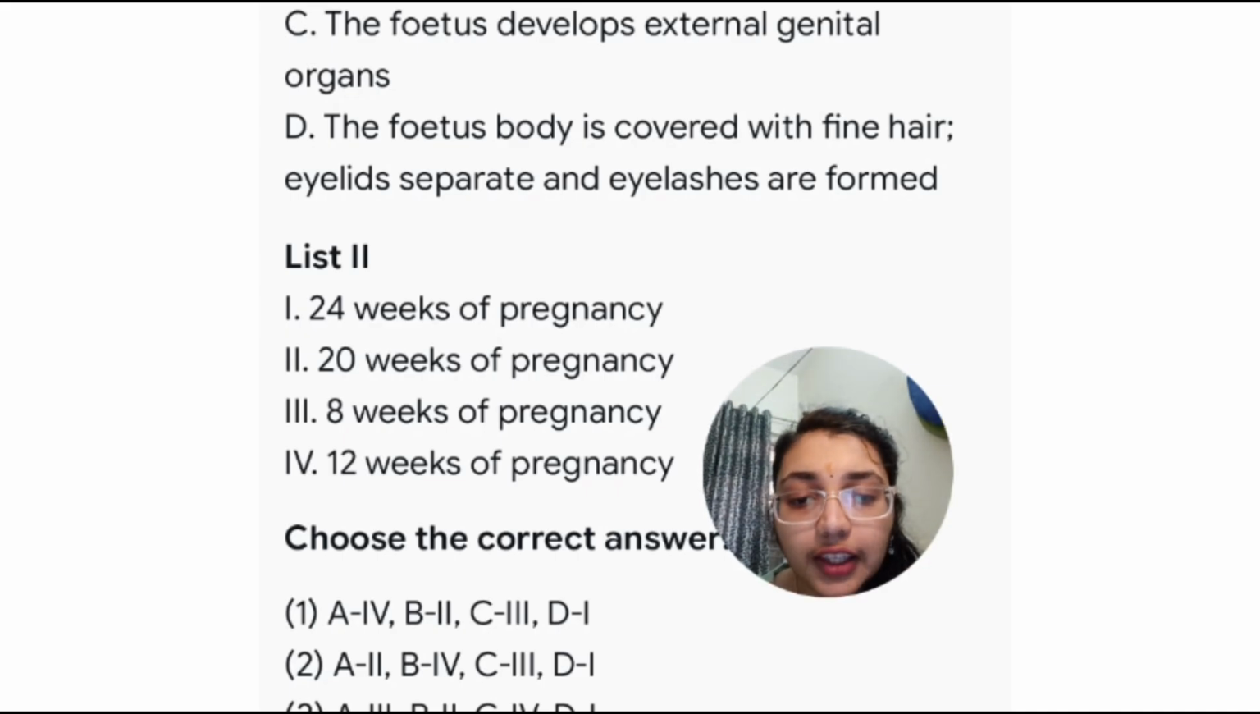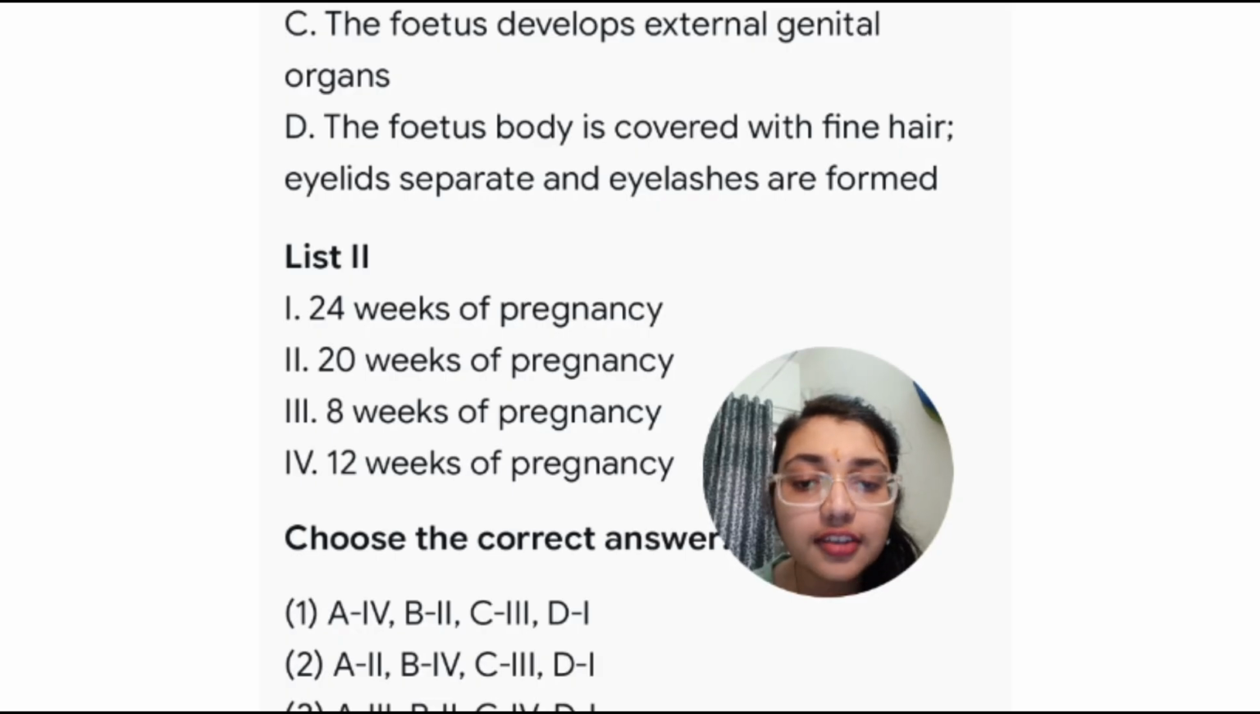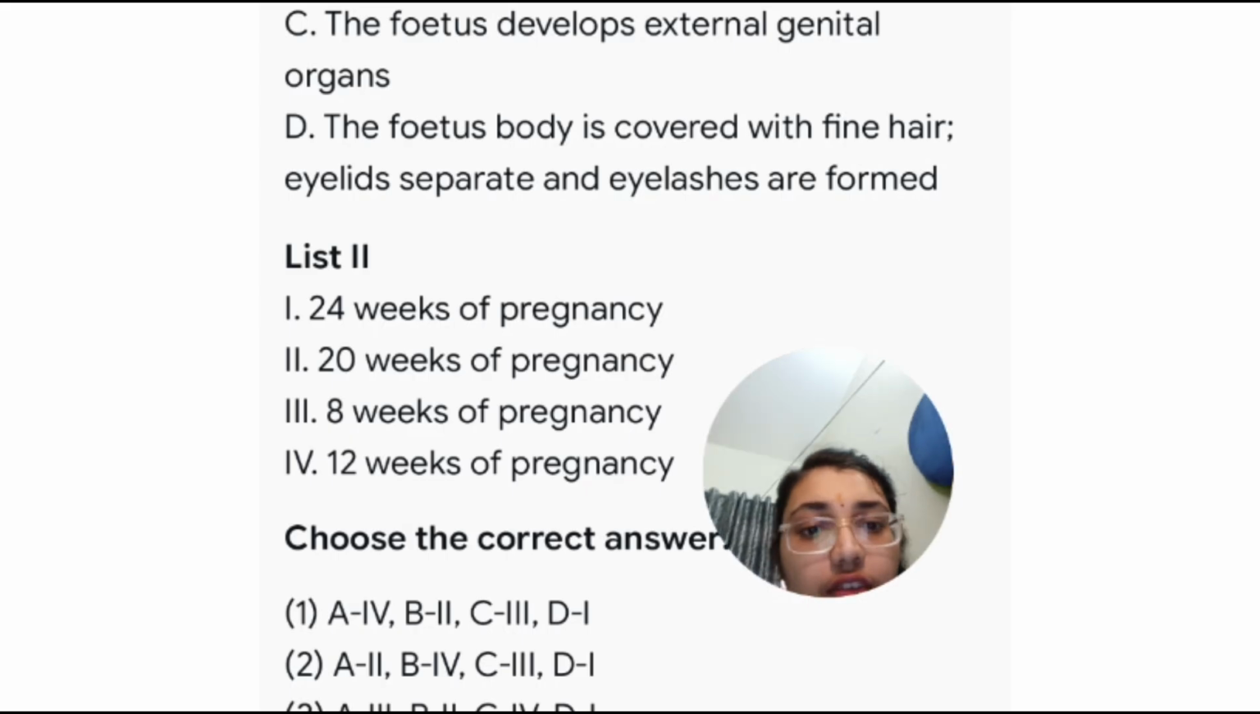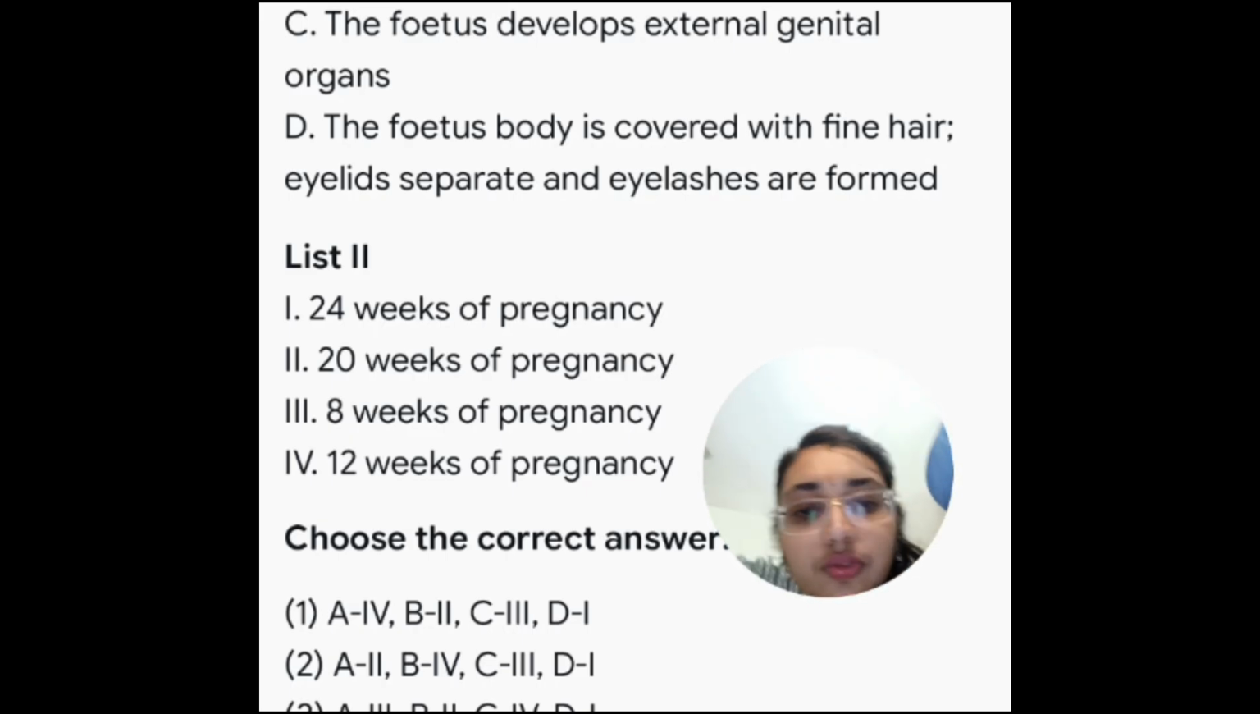So here A is matching with 2, that is fetal movement starts and hair appears on the head, at 20 weeks of pregnancy. Now we can see options 1 and 4 showing these options. Here we can see option 1 and option 2.